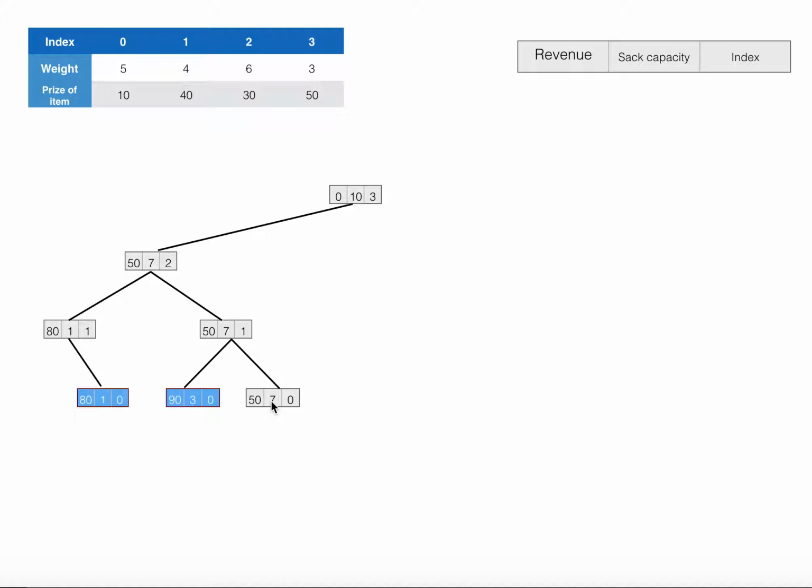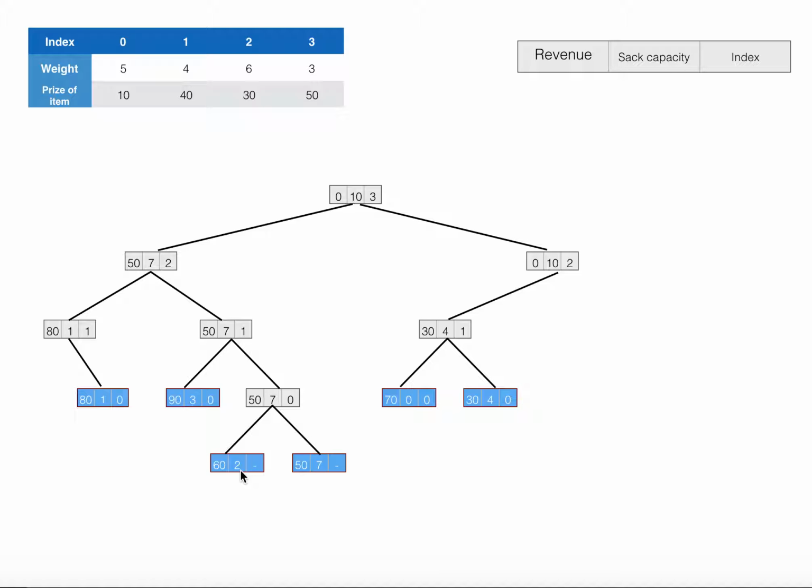If I don't pick it, the revenue of 50 remains the same, my sack capacity remains the same, and I move to item 0. If I decide to pick, it goes up to 60 and the sack capacity goes down to 2. So if you keep on asking this question again and again, it goes like that.